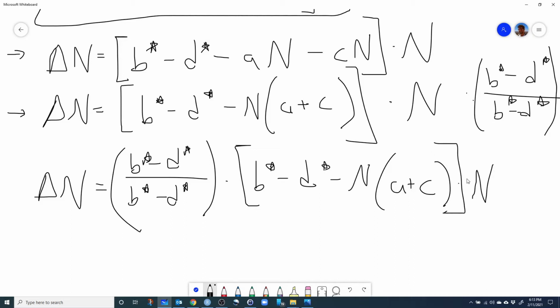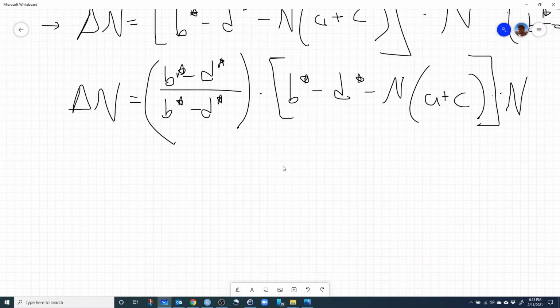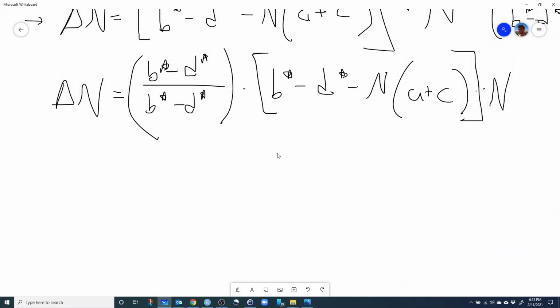Oops. That's all times n. All right. So there's our equation. And how does this help us simplify? Well, what we can do is move this denominator, b star minus d star, because this is just multiplied by this whole term here, we can switch this b minus d to this.